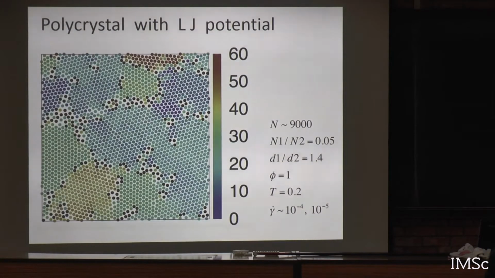So this is the grain picture, and we tried various strain rates. The temperature was this, the volume fraction was 1, and a very small fraction of impurity particles was added. I did not put any separate color for the impurity particles, but the ratio of their diameters is 1.4. That means the impurity particle is substantially big, but in very small fraction. They typically go on the grain boundaries.